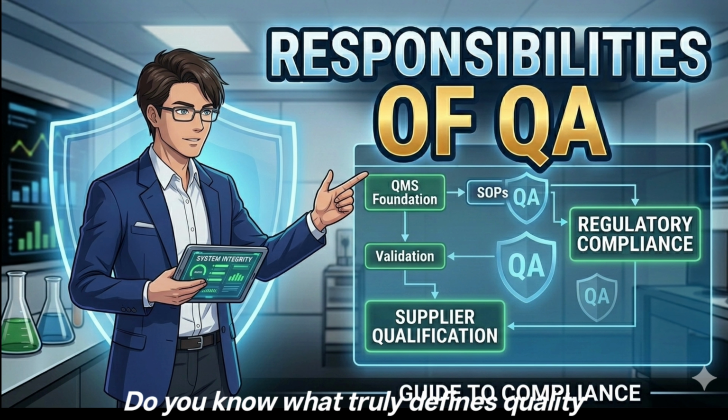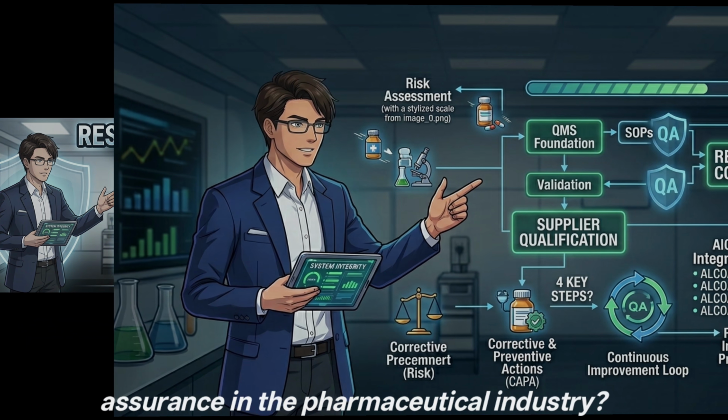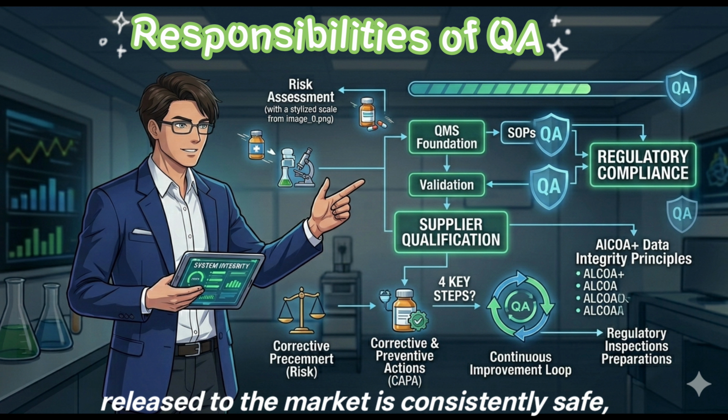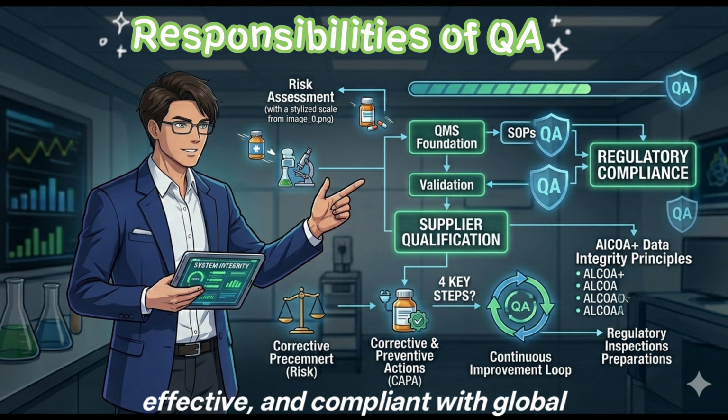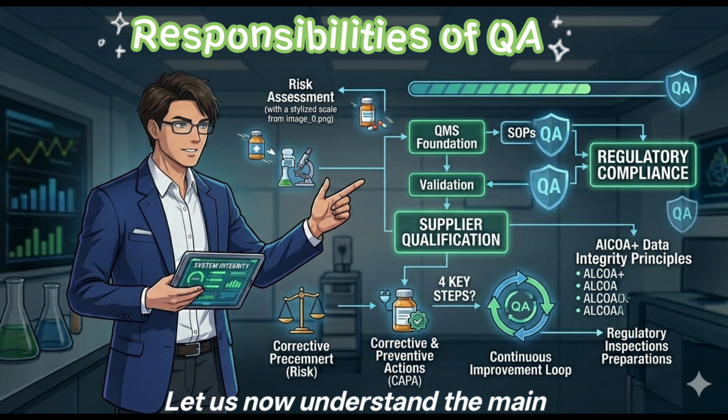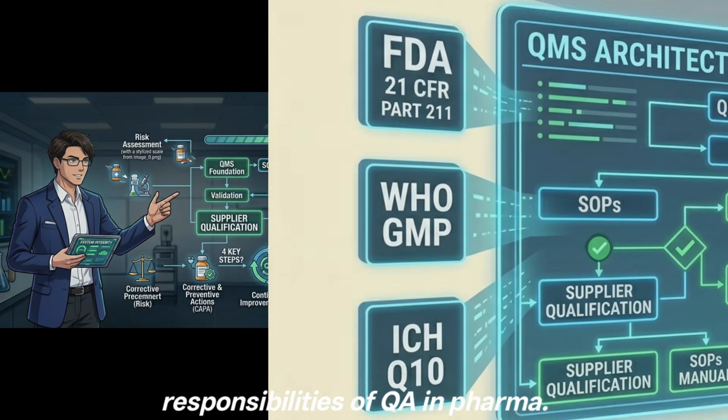Do you know what truly defines quality assurance in the pharmaceutical industry? It is the function that ensures every medicine released to the market is consistently safe, effective, and compliant with global regulatory standards. Let us now understand the main responsibilities of QA in pharma.